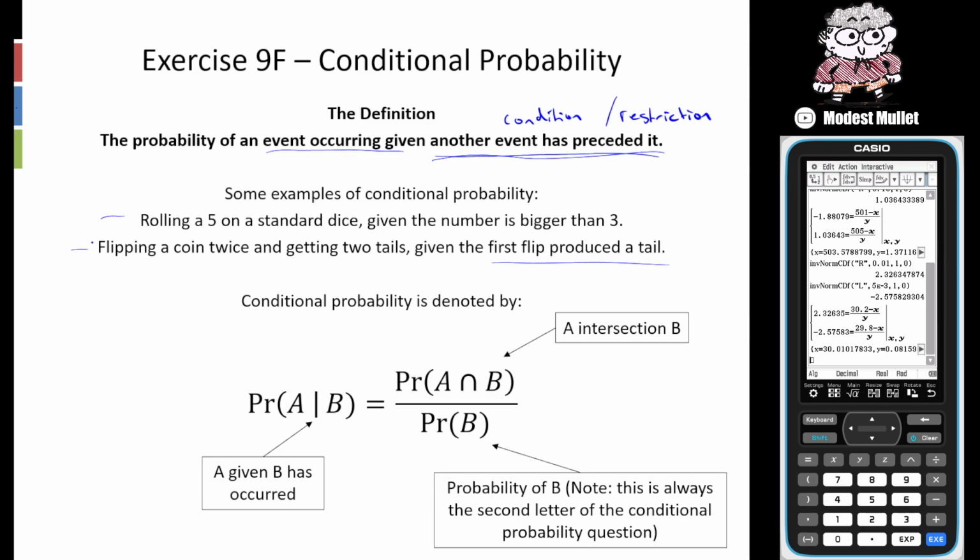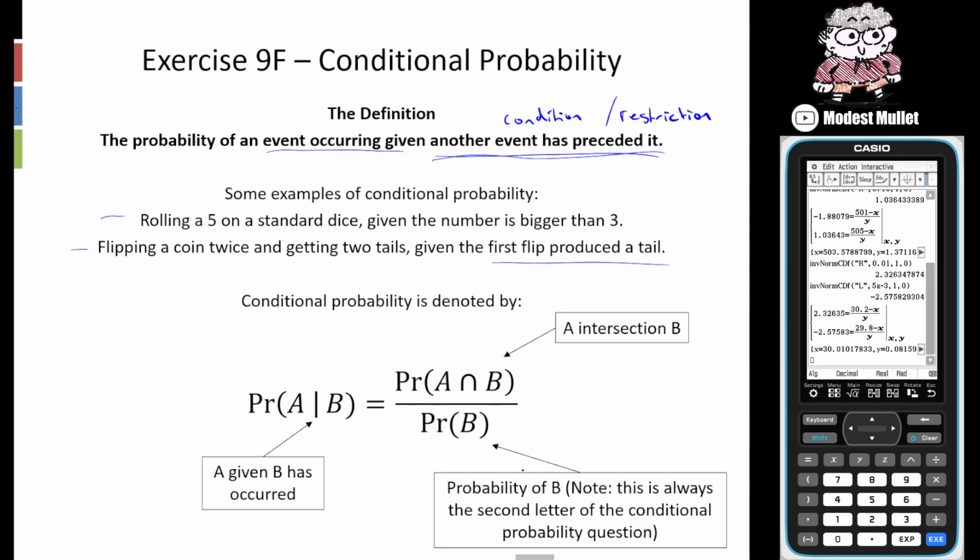Now, the rule is as follows, or the formula that we can use to calculate it. And this line here means given. Okay, so find the probability that A occurs given B has occurred. That's what this statement is saying: find the probability of the first letter given the second one has already occurred, and you can find that by finding the probability of A intersect B, divided by the probability of B. Let's have a think about why this formula is the way it is.